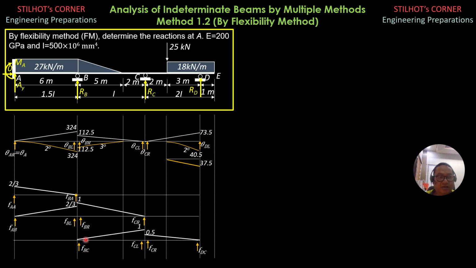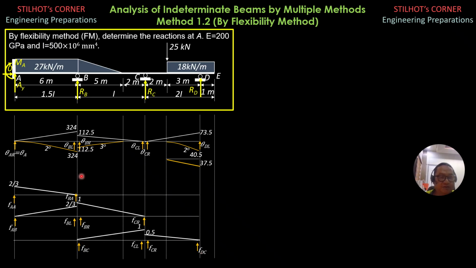Reaction here is 1 over 7 times 7, which is 1. The reaction at the right is 1/5 times 5, so 1. But because the moment of inertia is 2, 1 divided by 2 is 0.5. So that's the explanation, and these are the designations for the force coefficients.